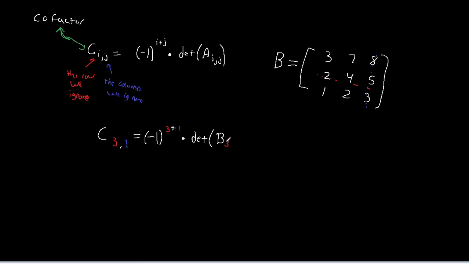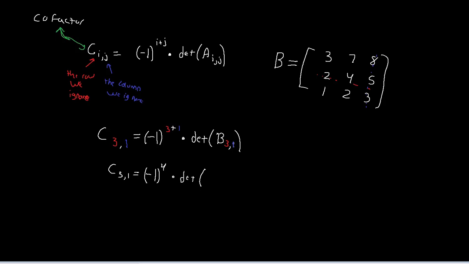The matrix minor of B at 3, 1. Right, and so if we do that, we get this. I'm just going to remove the colors now. Negative 1 raised to 3 plus 1, which is 4, times the determinant of the matrix minor of B, 3, 1.